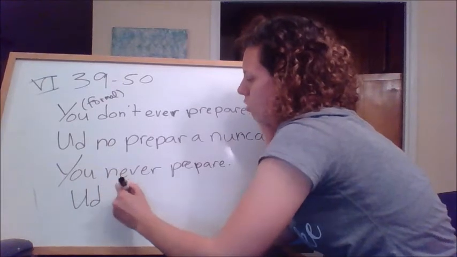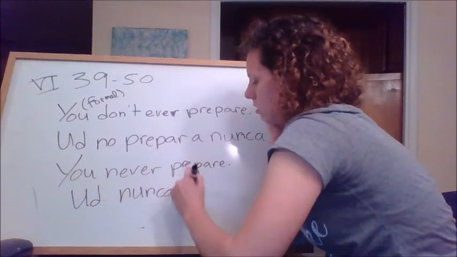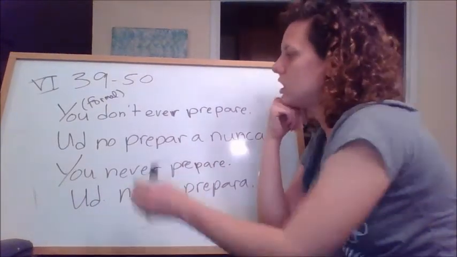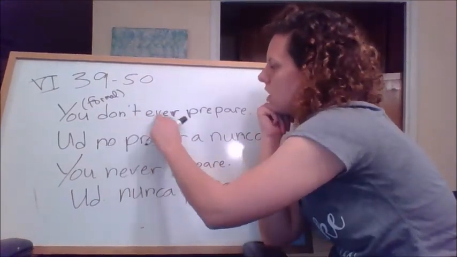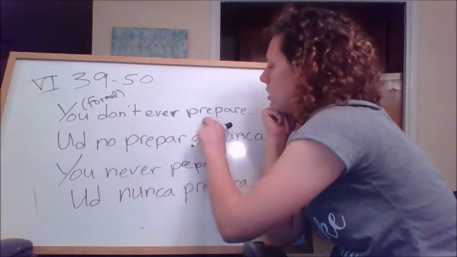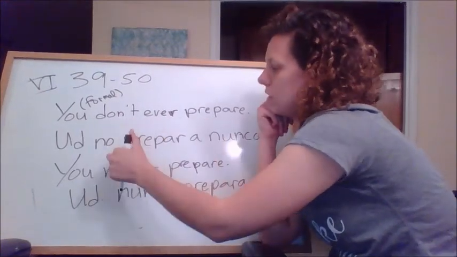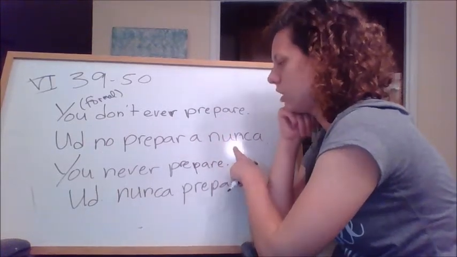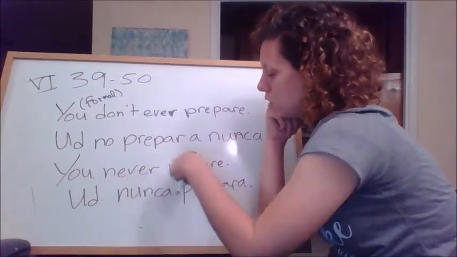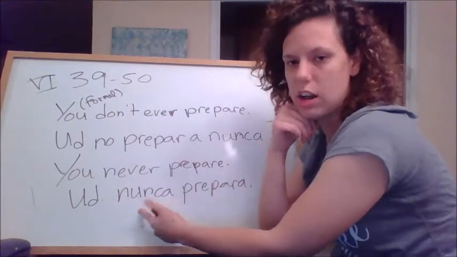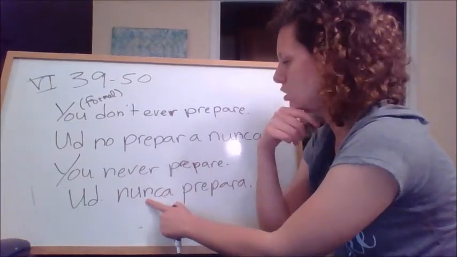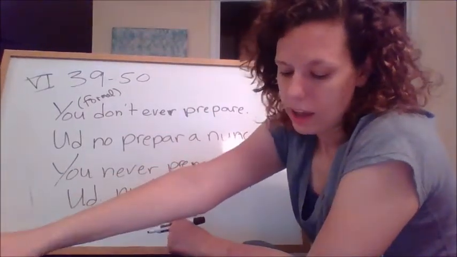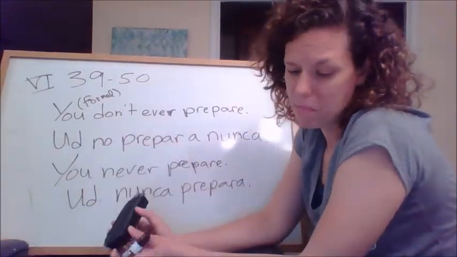Usted nunca prepara. Okay. So the difference is that there's a negative here, so there's a double negative here. That means that the no goes before the verb and then the negative word goes after. If the negative word is before the verb, then you can just stick the negative word before the verb in Spanish as well. Usted nunca prepara. That might be it.